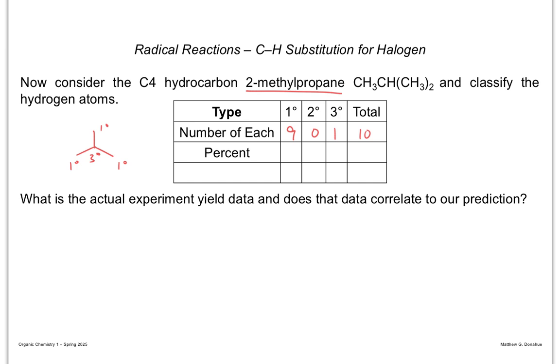So in terms of the percent, we would take 9 divided by 10. That would give us, we would expect 90% yield of the primary substitution. 0 for secondary, and then 10% of the tertiary substitution product.